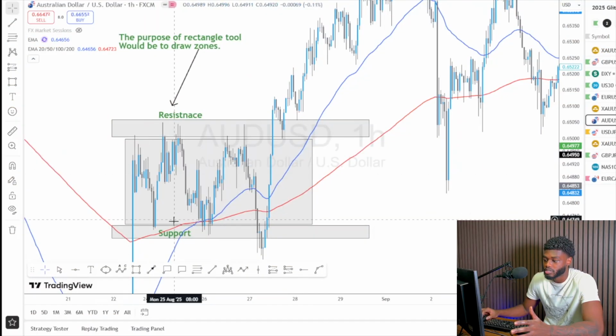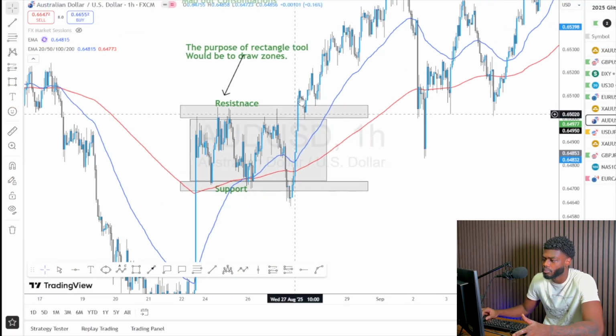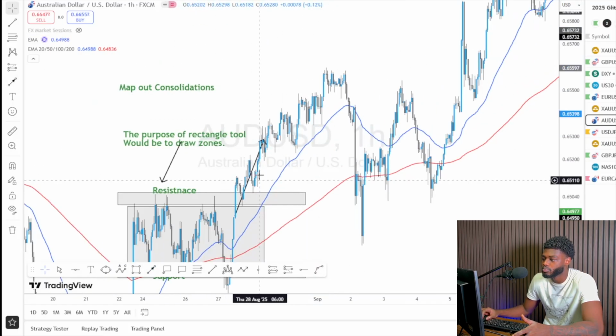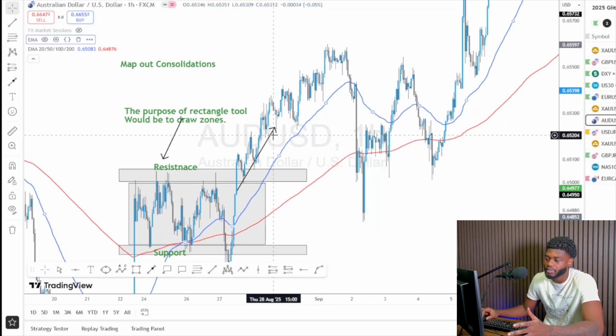So let's just say, for instance, price is in this consolidation, which should look like it was stuck right here, waiting on a breakout, right? Once you can see a breakout, there's more of a trend happening within the markets versus you being stuck in that consolidation.